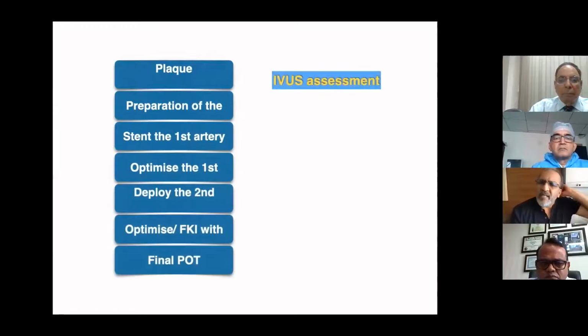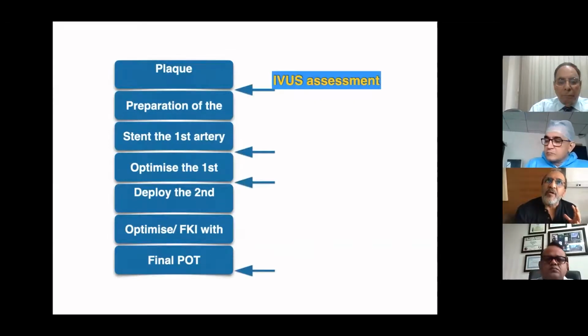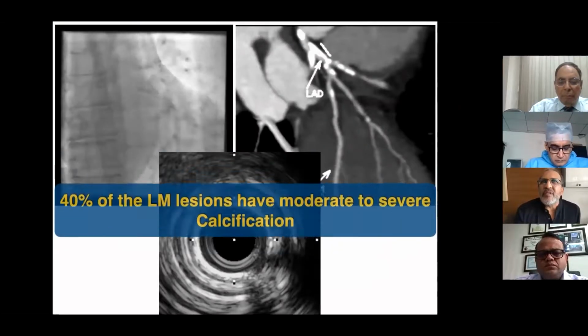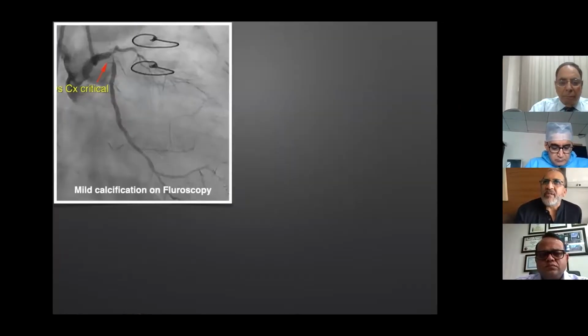I see a lot of operators doing IVUS right at the very end after the stents are deployed. But I think if you really want to do an image-guided angioplasty in the left main, you need to do intravascular ultrasonographic assessment at various levels of the angioplasty so that you can plan and go forward in a systematic fashion. And of course, calcium is a huge issue. It happens in 40 to 60%.